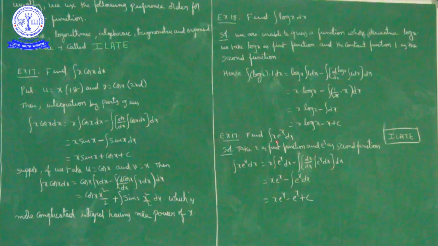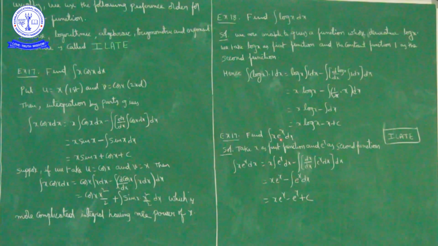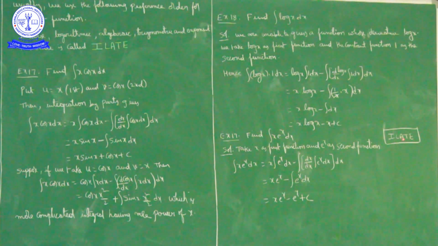So when both are directly integrable functions, to select the first function and the second function, we'll use ILATE. Okay, so inverse, logarithmic, algebraic. So algebraic is first. So algebraic as the first function and exponential as the second function. Okay, take algebraic, x, as the first function and e power x as the second function.